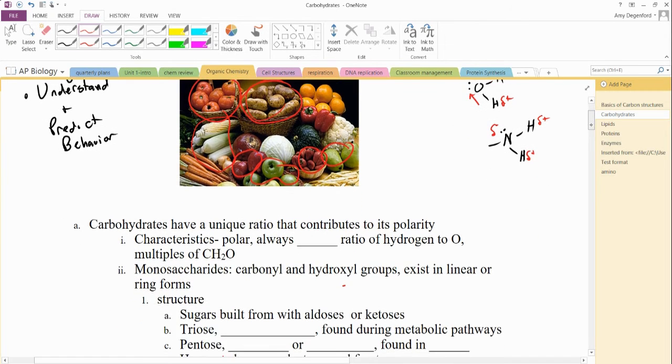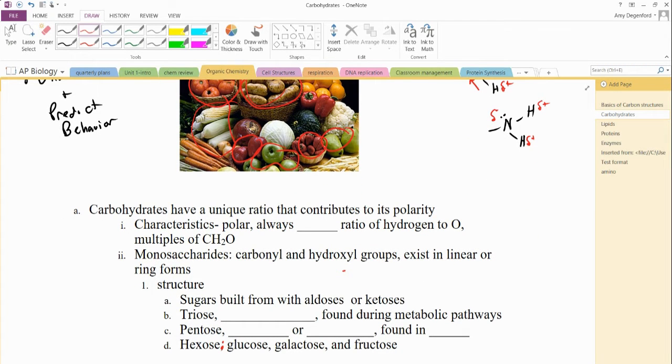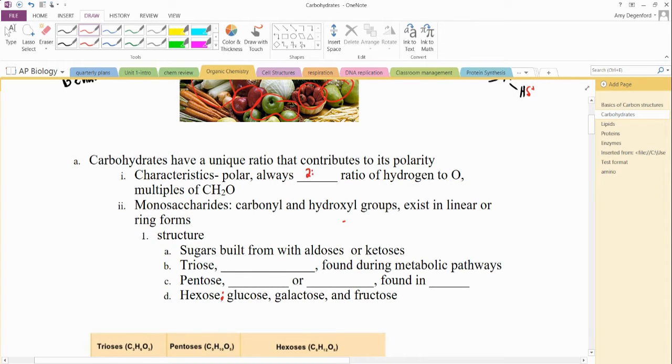Now, carbohydrates have a unique ratio that contributes to its behavior. It's always going to have a 2:1 ratio of hydrogen to oxygen. Now for monosaccharides, it's going to be multiples of CH2O, but that's not always going to be the case. Think carbohydrates: carbon, and then hydrate is water, H2O. But all carbohydrates have a 2:1 ratio of hydrogen to oxygen. That's always going to be true. So let's take a look at monosaccharides.